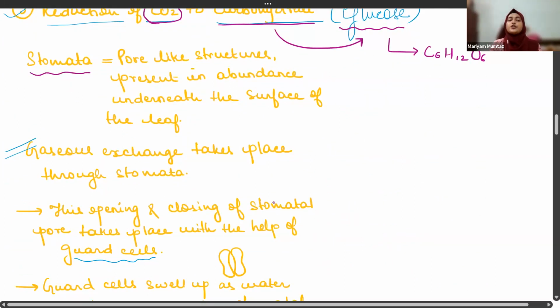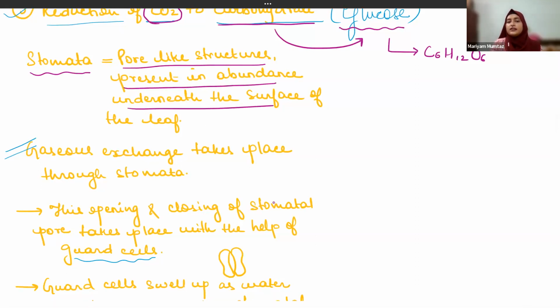What is stomata? Stomata is a pore-like structure that is present in abundance underneath the surface of the leaf. For example, if this is the leaf surface, this is the upper surface, and the stomata are present below the surface of the leaf. If my hand is representing a leaf, this surface is the upper surface. Pore-like meaning small, hole-like structures. These are present on the lower side of the leaf, not on the upper surface. Is it clear? Yes, ma'am.